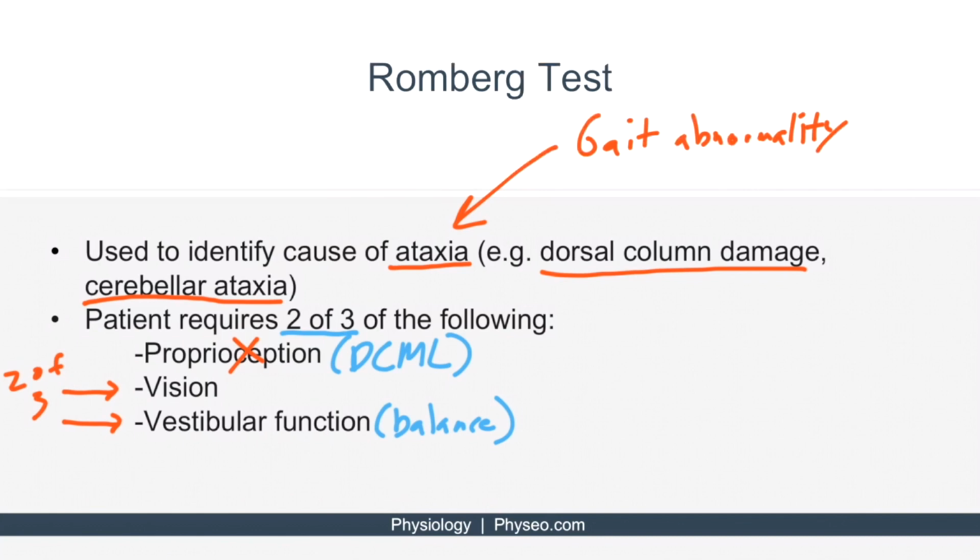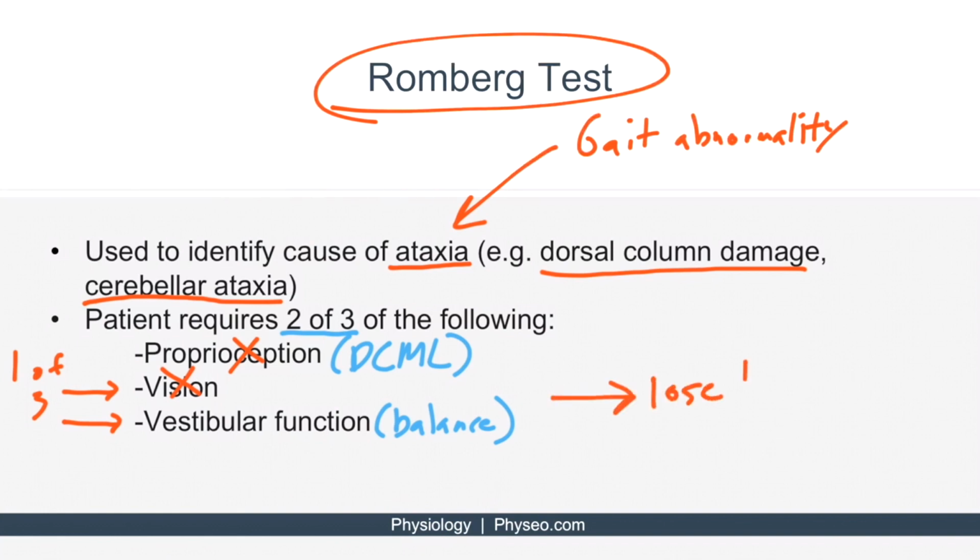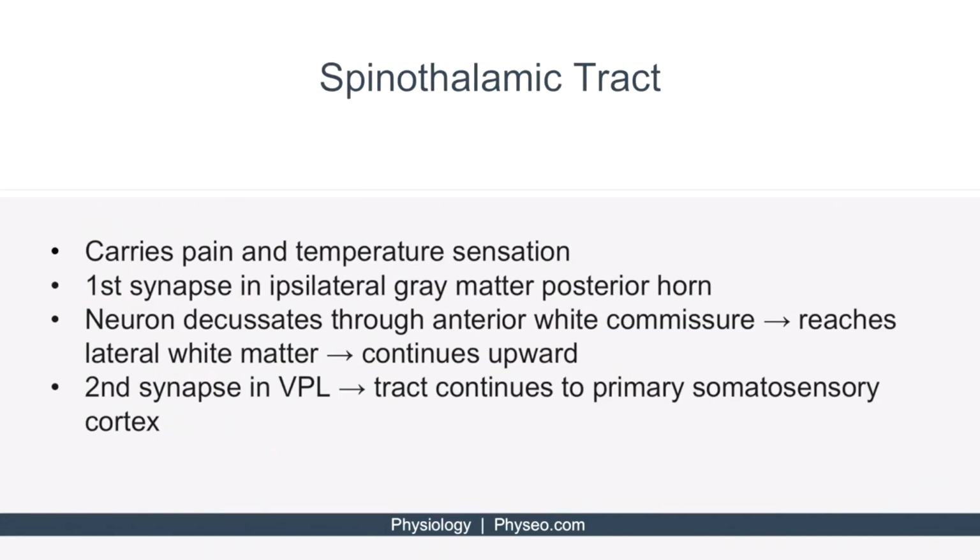However, if you ask them to close their eyes, which is what the Romberg test is, you ask them to close their eyes while standing still, then they have essentially lost their vision, which means they only have 1 of the 3. And this means that this patient will lose balance. And if this happens, then you know they have obviously damaged the dorsal column because they have a positive Romberg's test.